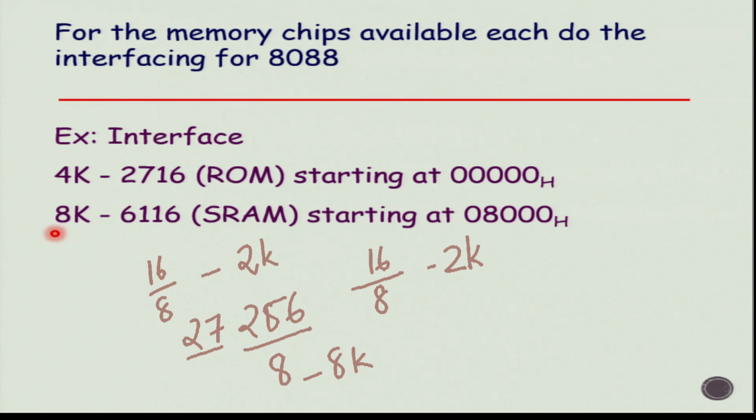So what we have to do is have 4K of ROM in the system and 8K of RAM, but the chips that are available here are 2K ROM chips, and again these are 2K RAM chips. So you cannot use one chip, you would have to use a series of chips in order to get 4K of ROM and 8K of RAM. So how do we go about connecting them?